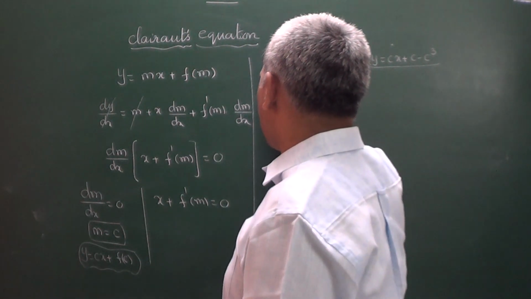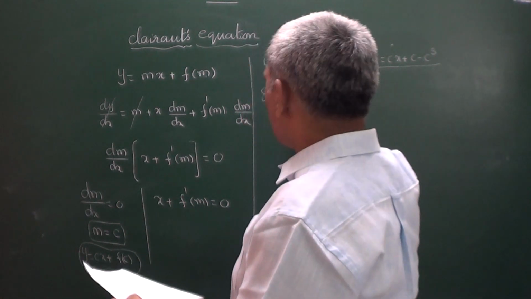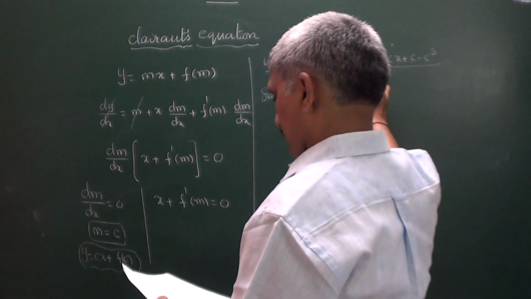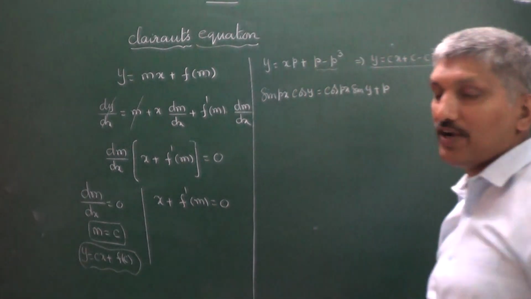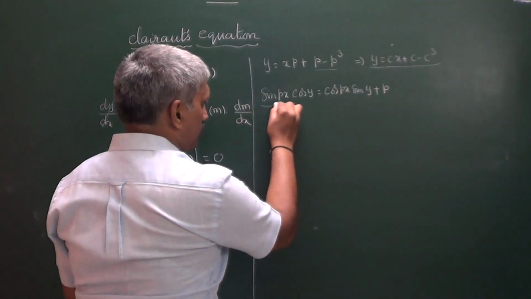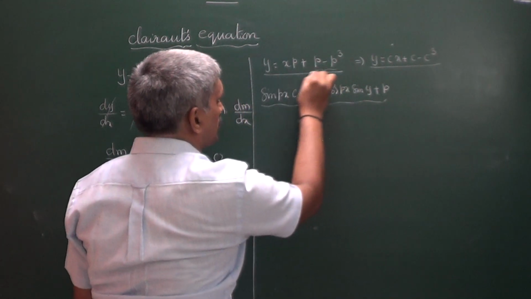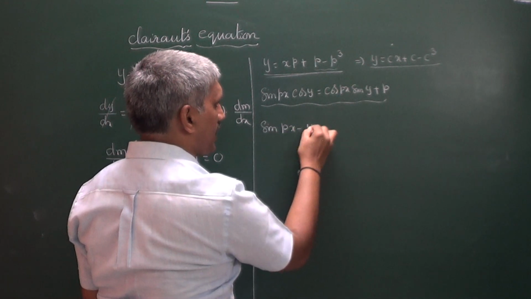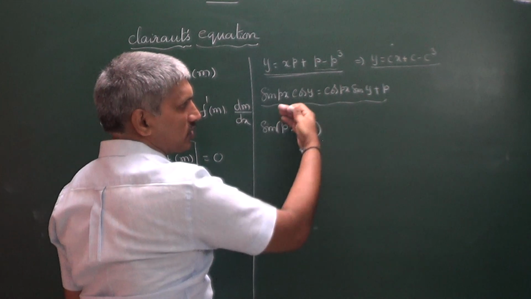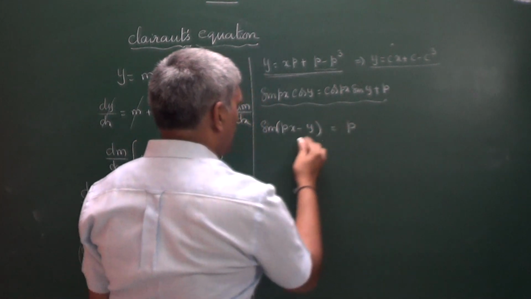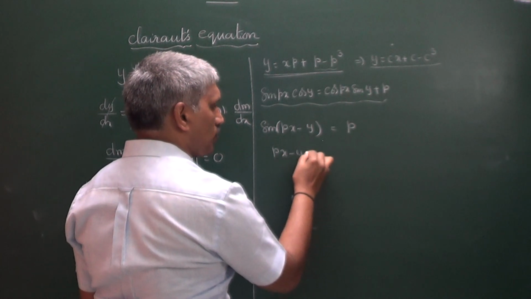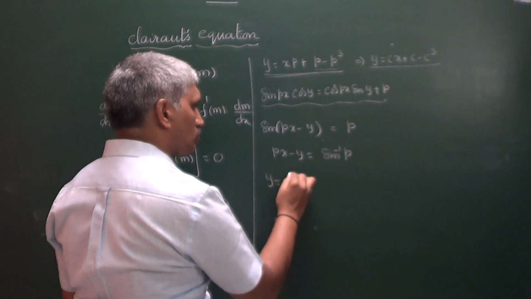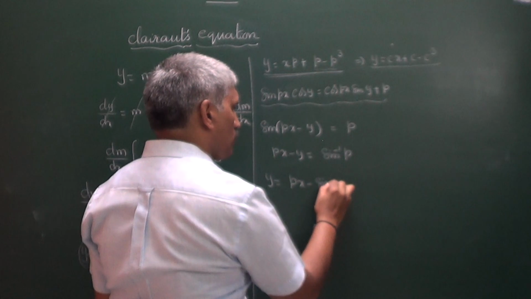Let's have another question discussion here. Sin px into cos y is equals to cos px into sin y plus p. That is the given differential equation. Observe here, first of all we have to express this differential equation in a standard form. This can be written as sin(px minus y), since sin a cos b minus cos a sin b is equals to p. Now I can write this as px minus y is equals to sin inverse of p. Now I can write y is equals to px minus sin inverse p.